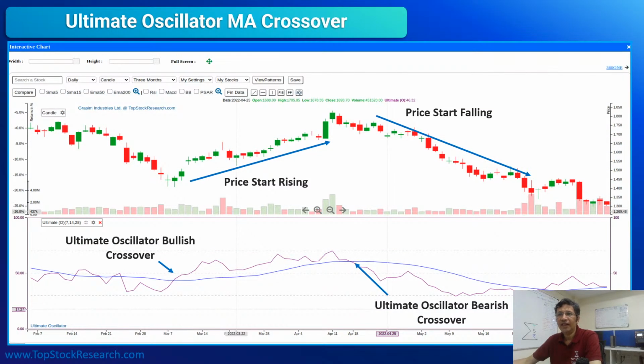A similar example we have with other indicators like awesome oscillator and ultimate oscillator. So look at that. There are certain examples mentioned here.